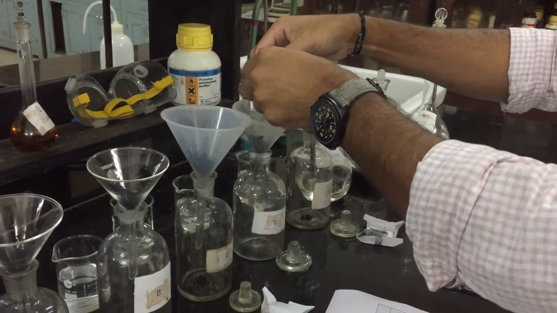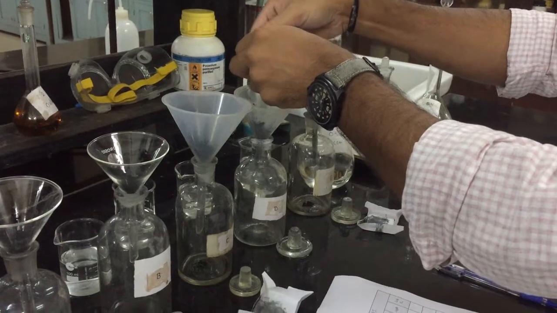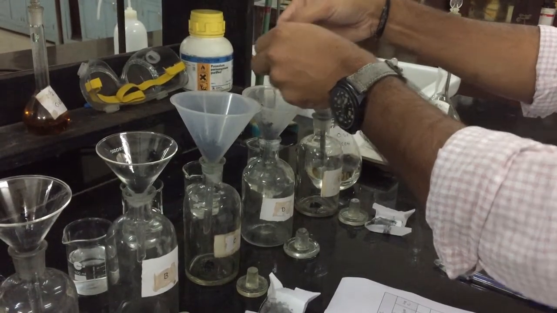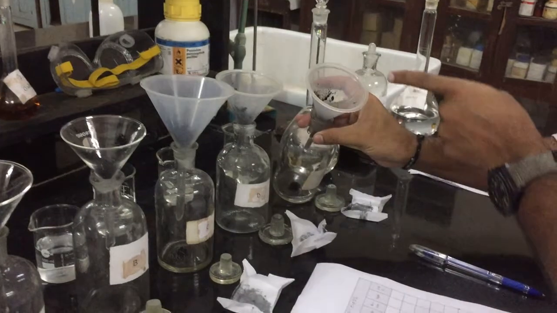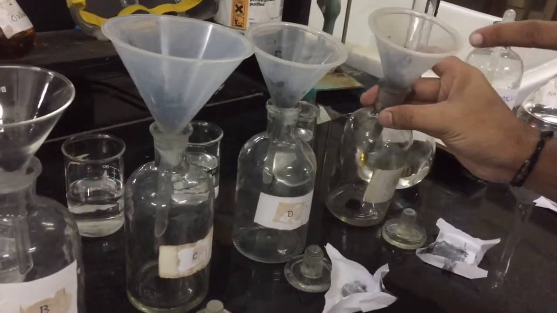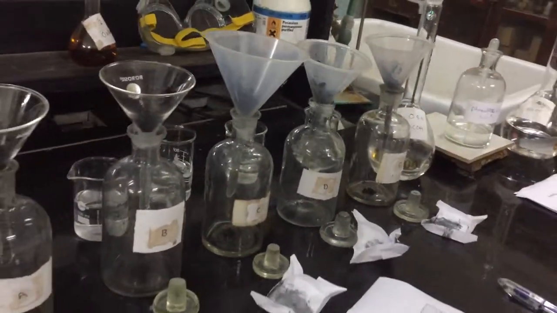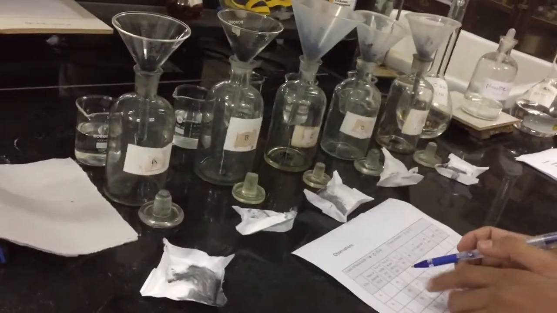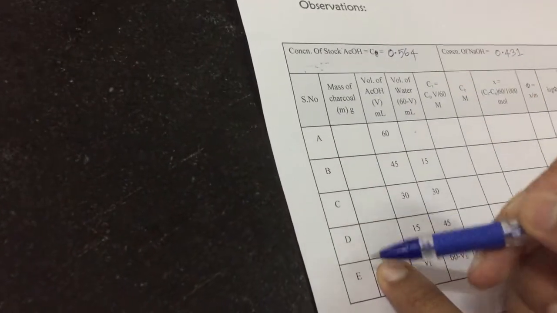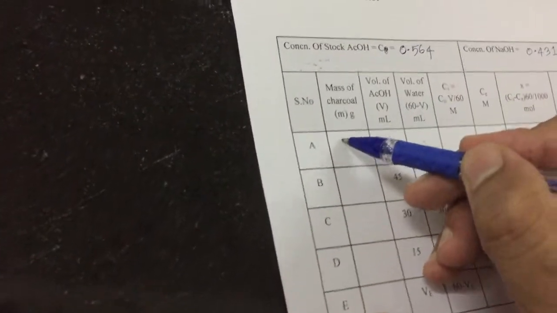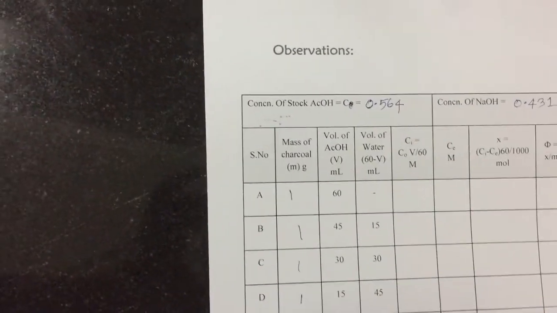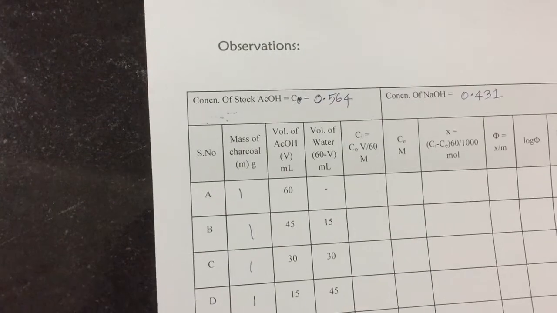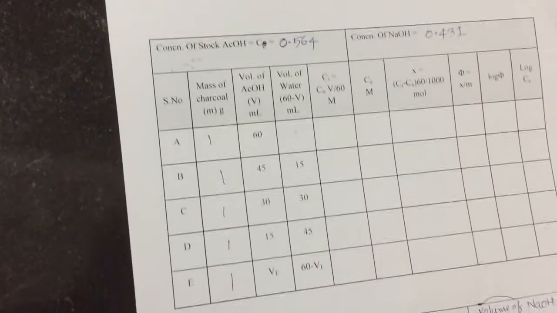I have added 1 gram of activated charcoal in each bottle. So in this bottle I have already added 1 gram of activated charcoal over the funnel. Now you can see this table here. The first column is serial number A, B, C, D, E. I have already labeled. Now I have added 1 gram of activated charcoal in all the bottles A, B, C, D, E.